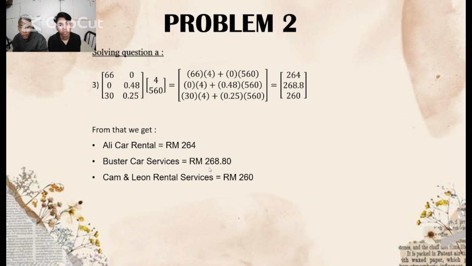And from that, I get Ali Car Rental cost is 264 ringgit Malaysia, Buster Car Services 268.80 ringgit Malaysia, and lastly Cam and Leon Rental Services RM 260 ringgit Malaysia.